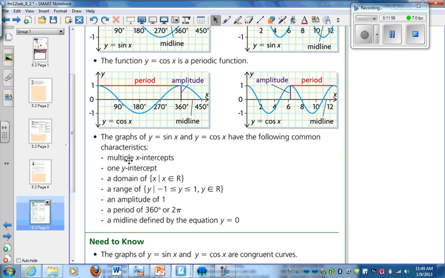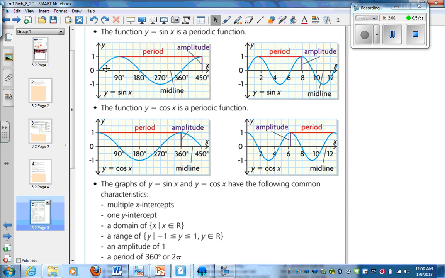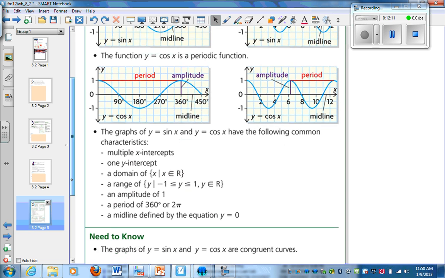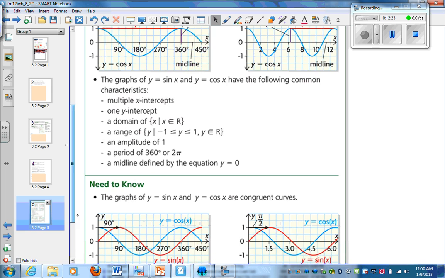So we have the following common characteristics. Multiple x-intercepts. It crosses multiple times. Only one y-intercept, and that y-intercept depends which graph we're talking about. The y-intercept of sine is 0. The y-intercept of cos is 1. A domain of any real number. The range is only between -1 and 1. An amplitude of 1. A period of 360 or 2 pi. And a midline, which is y equals 0.